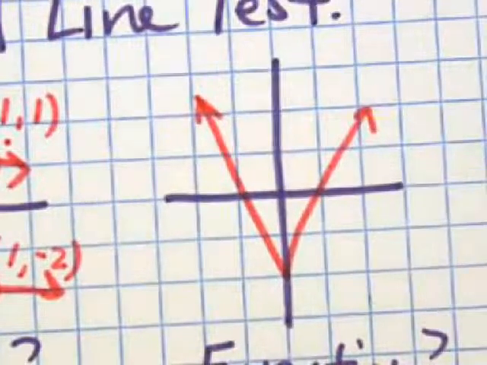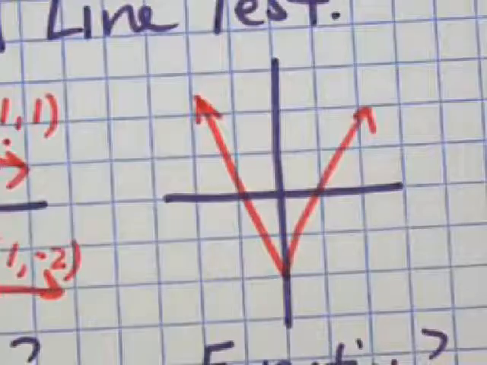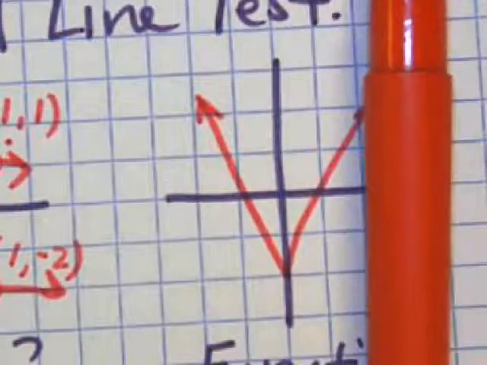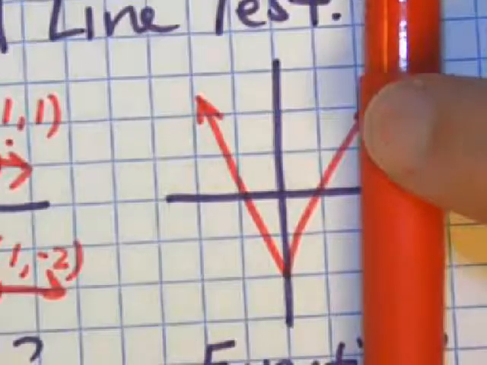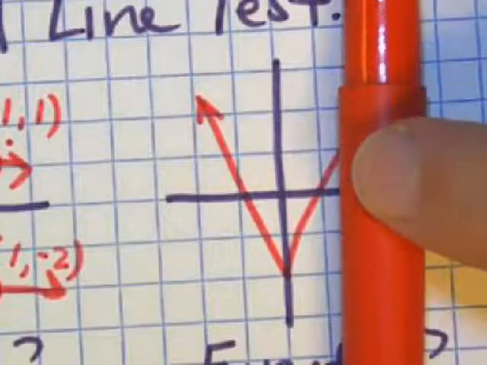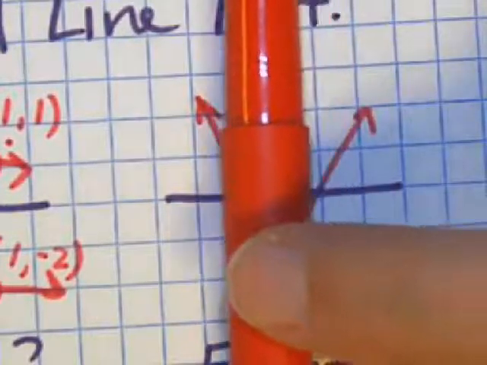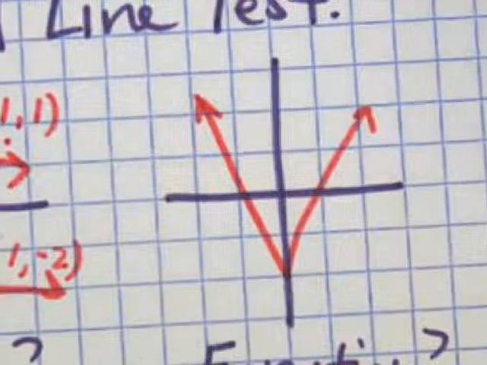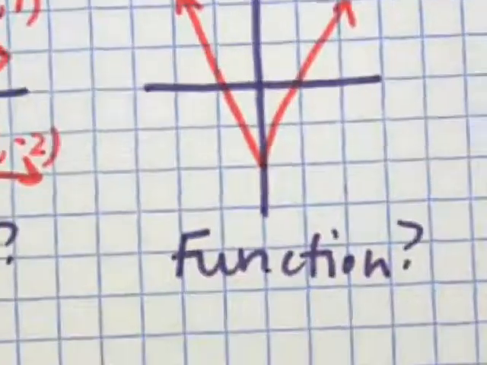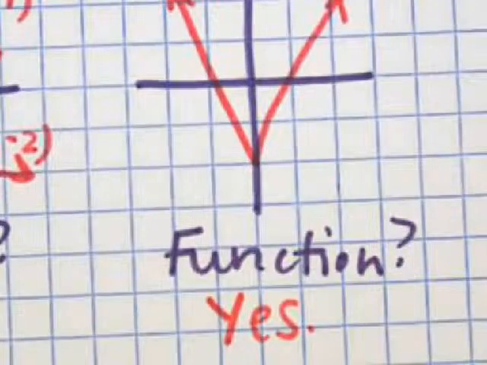Okay, so let's do another one. This one, I want it to look like a V. So if I do the vertical line test and I take my pencil and I slide it, okay, right here, it's only hitting the pencil once. Here, the red line's hitting the pencil once, once, once. It's never going to hit the pencil twice, okay? So that means that if I was to plot all of these points, every x would be different.